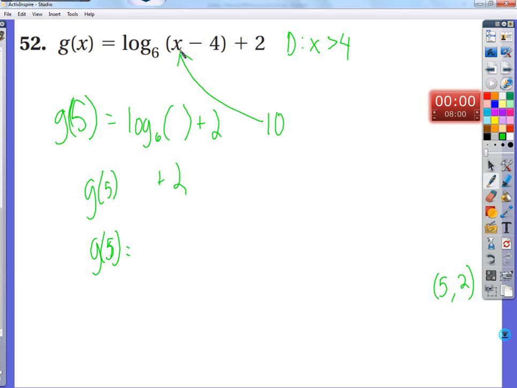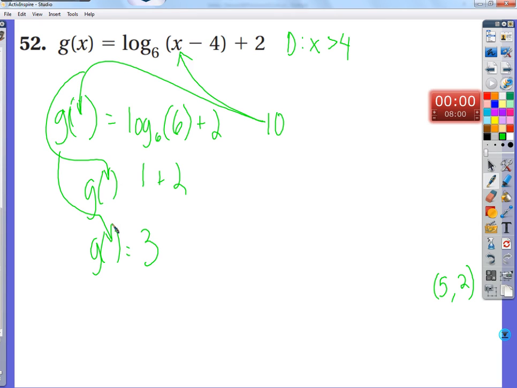So if we put 10 in there, 10 minus 4 is 6. That's log base 6 of 6, which is 1. 1 plus 2 is 3. So, I should erase these. Put in 10 here. Let me write this down. So we put in 10 and got out 3.